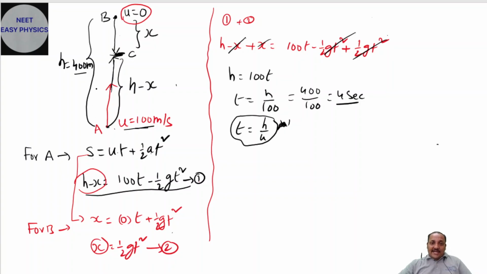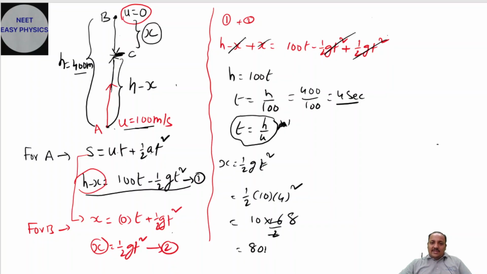Next, at what height are they going to meet? First we have to calculate this X. What is X from equation number 2? X is equal to half g t square. So half, 10 into 4 square. If you cancel this, 10 into 16 by 2.